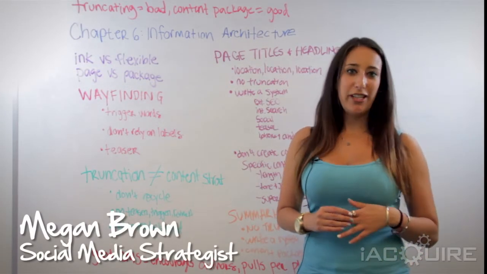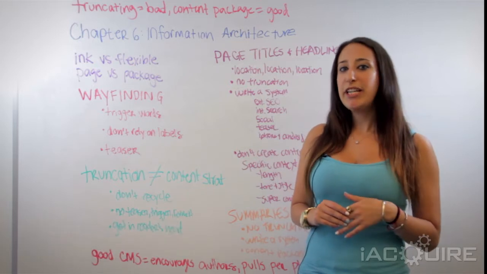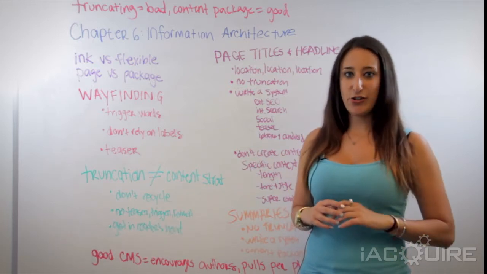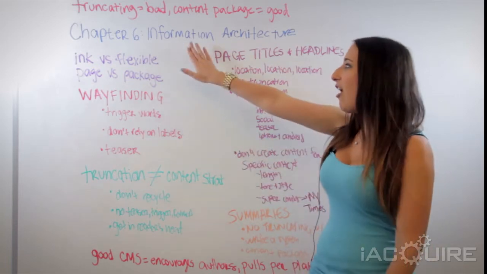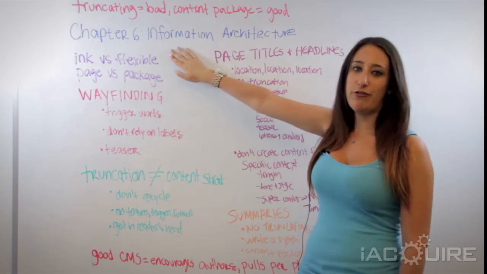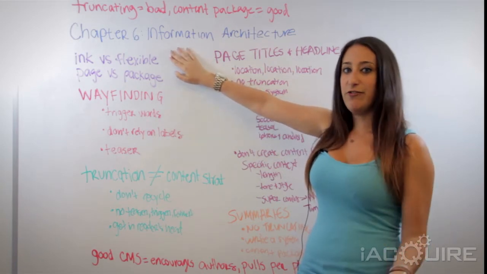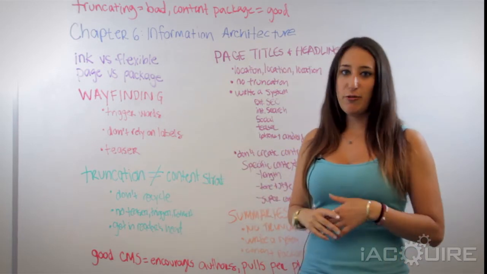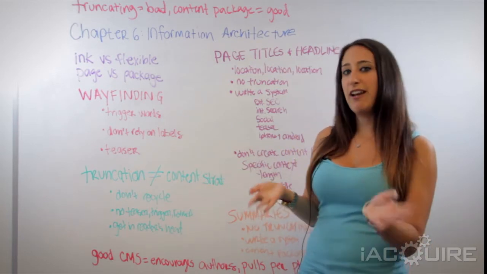I'm the Senior Social Media Strategist at iAcquire, and I'm here to bring you part 1 of Chapter 6 of Karen McGrain's Content Strategy for Mobile. Chapter 6 is all about information architecture. So of course she starts talking about how information is received is very different than it used to be. For example, you used to just only have ink on a page. Once it was published, it was printed, that was it.